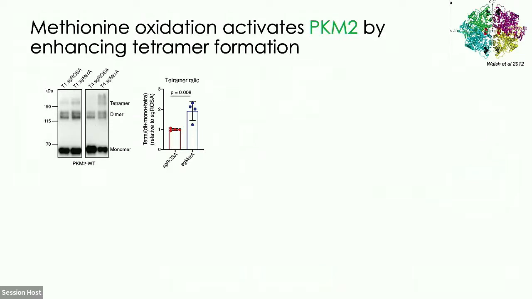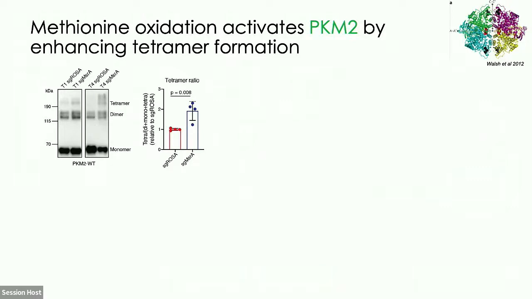I mentioned earlier that the location of this methionine residue is very close to the FBP binding pocket of this protein. And what this means is that the FBP binding pocket is an allosteric site that regulates the activity of PKM2, whereby low activity PKM2 exists in a dimeric state, whereas high activity PKM2 is in a tetrameric state. And so we asked whether the oxidation state of methionine 239 controls the tetrameric state of PKM2.